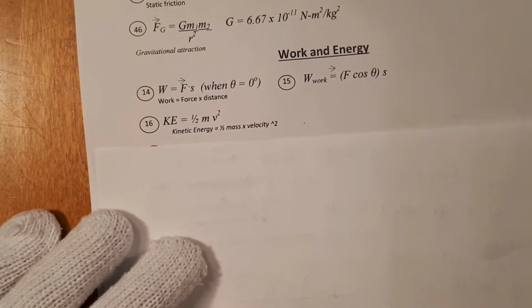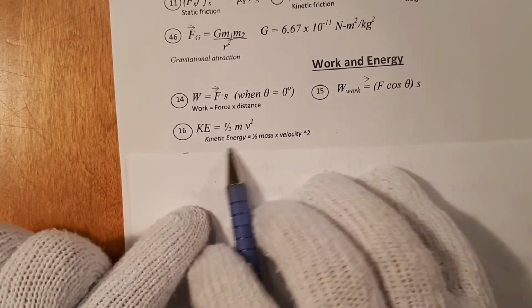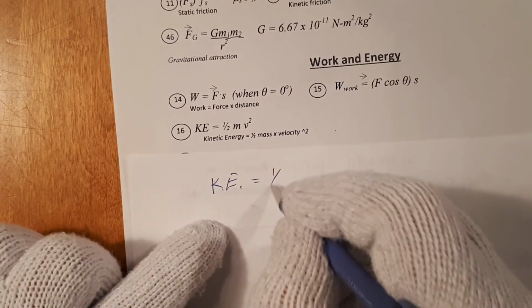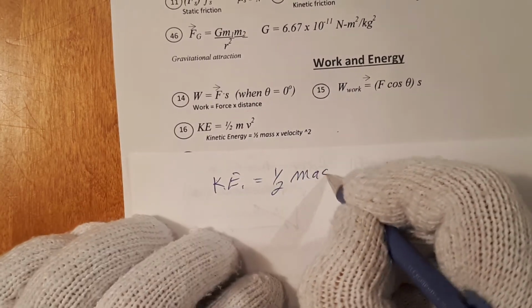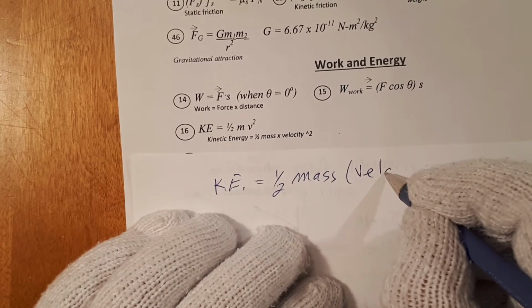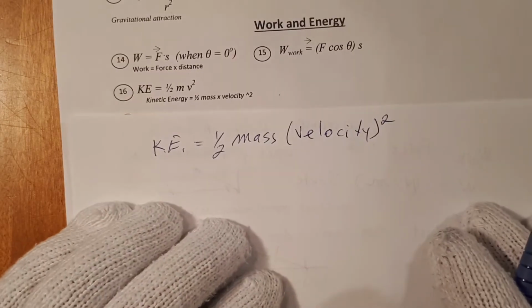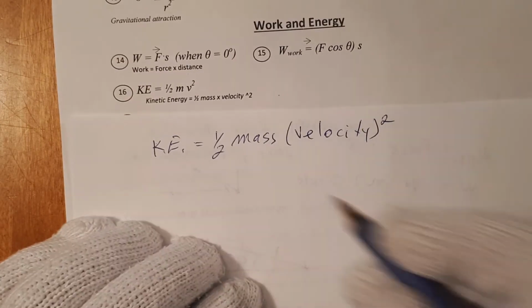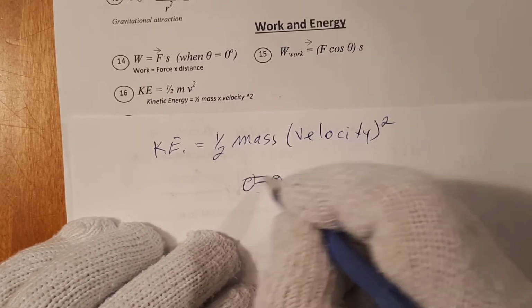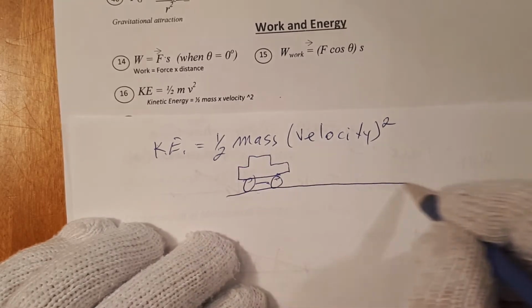And below that, we have kinetic energy. KE stands for kinetic energy, and I wrote it here. Kinetic energy is equal to 1/2 times the mass of the object times its velocity to the power of 2. So we have an item. Here's a car, and it's going down the road.